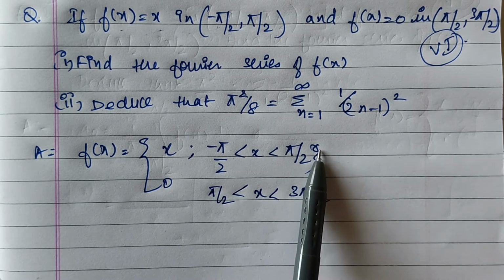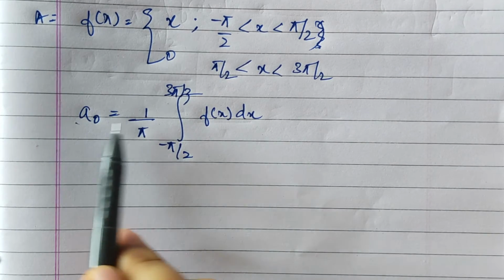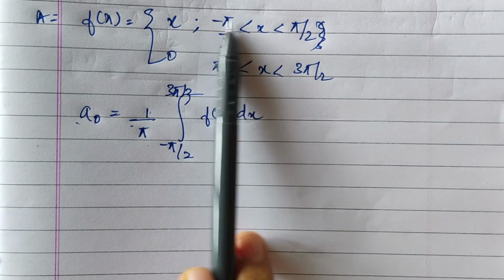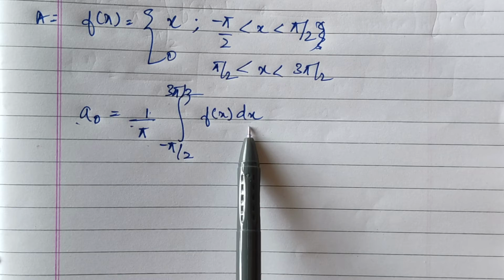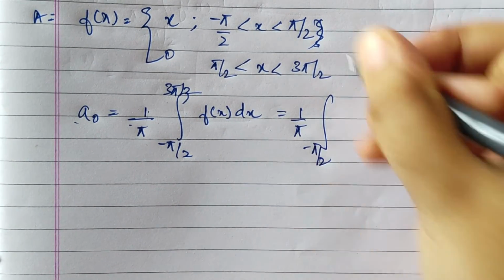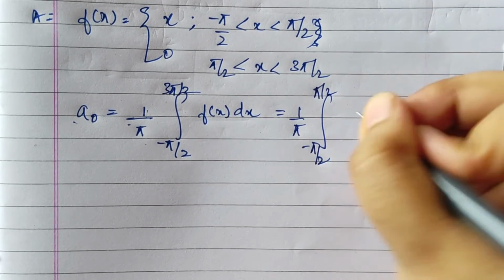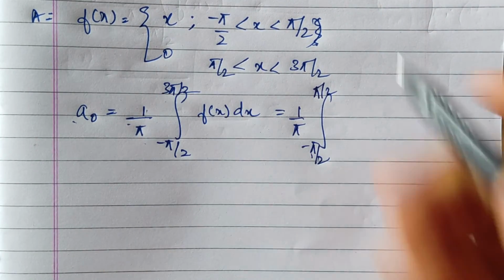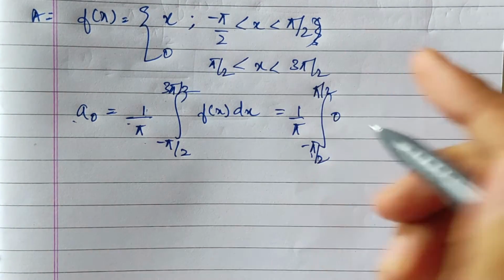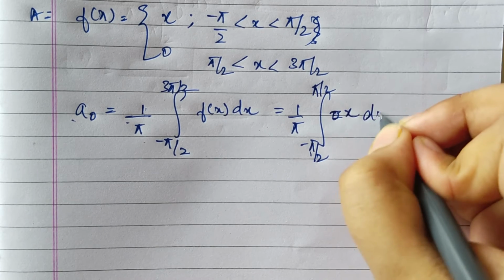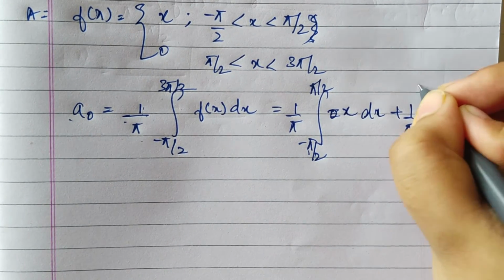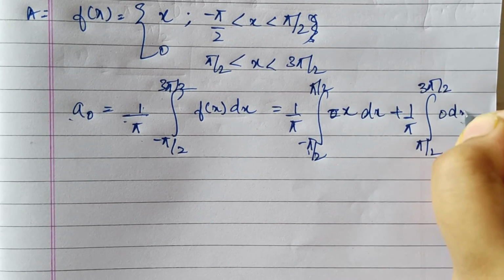It's breaking at pi by 2. We know that a naught is equal to 1 by pi times the definite integral from the lower limit to the upper limit, that's nothing but minus pi by 2 to 3 pi by 2 of f of x dx. Now like we have done before, 1 by pi, we'll be splitting the interval at pi by 2. f of x is equal to 0 between minus pi by 2 to pi by 2, sorry, it is x dx plus 1 by pi from pi by 2 to 3 pi by 2, it is 0 dx, right?